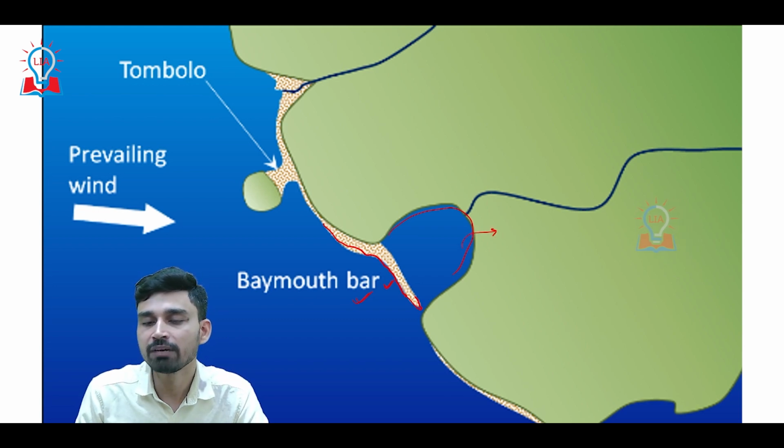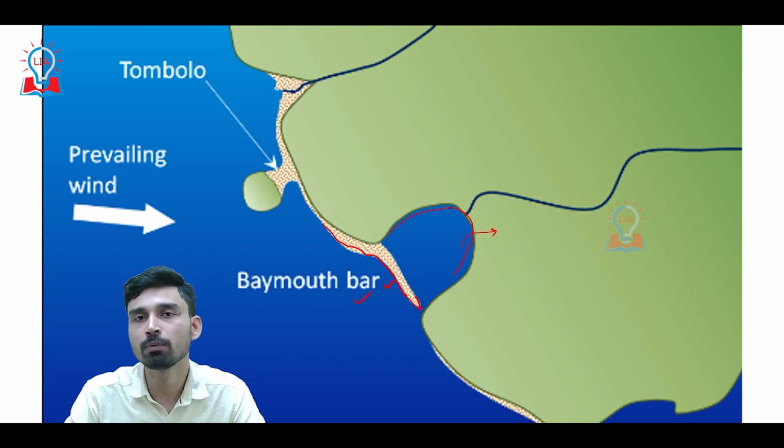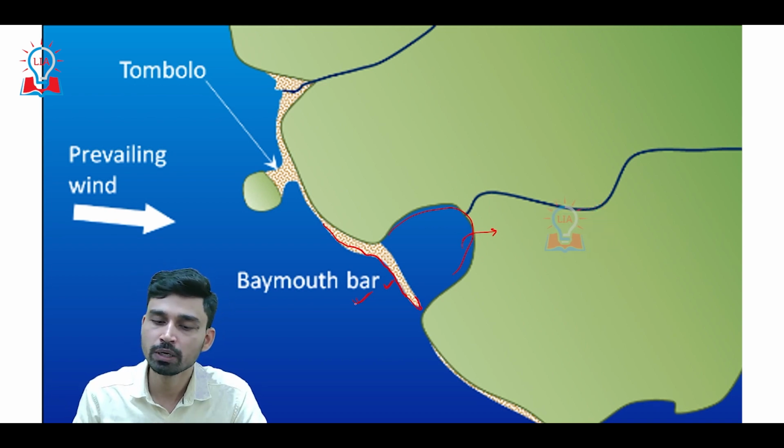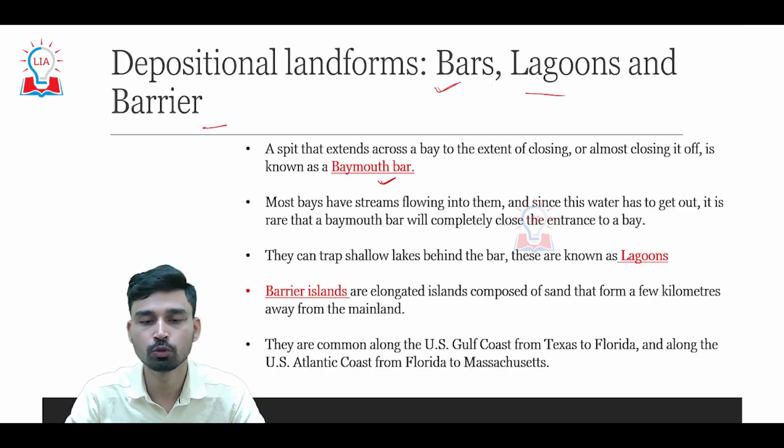Now, what is a bay? That we already discussed yesterday when we talked about the erosional landforms developing in coastal areas. So that is how we have the development of a bay mouth bar.